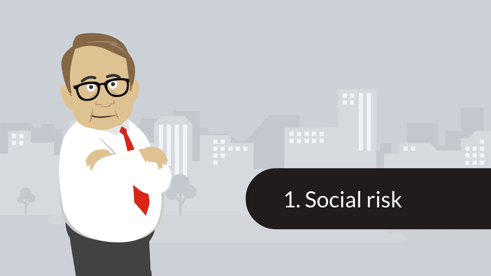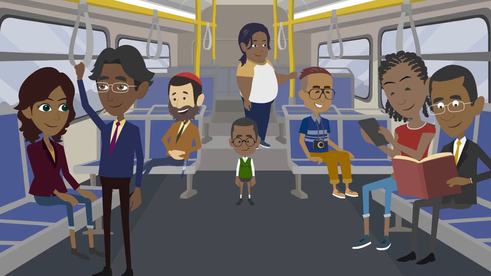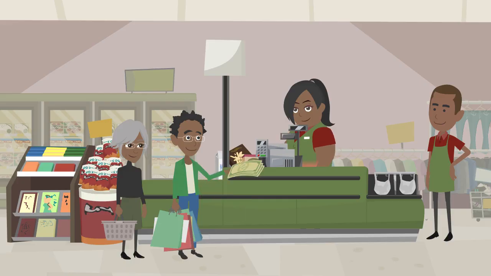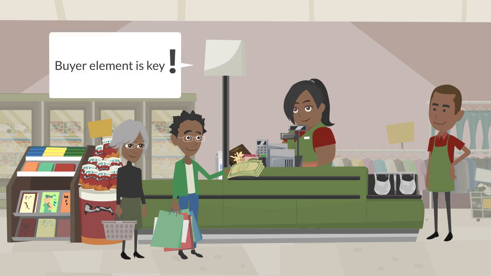Let's start with the first one, social. Social contains many different risks for different businesses, and we've always got to understand the effect of environmental risk on not just the business itself, but also its suppliers and buyers. And within the categories to look at under social, I would say that the buyer element is very, very important, because at the end of the day, the buyer of a business's product or service is its key to success.